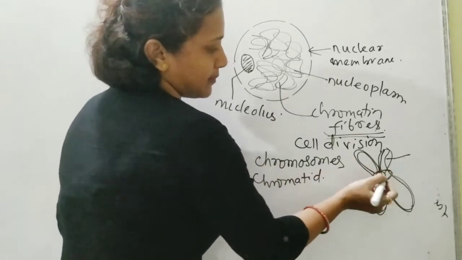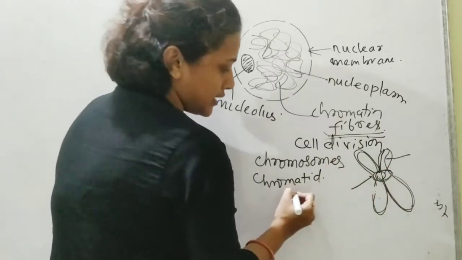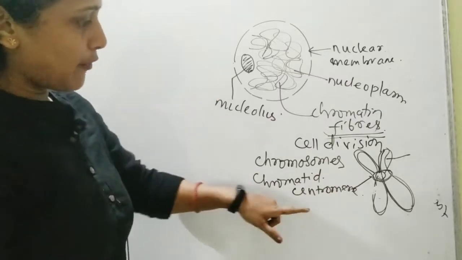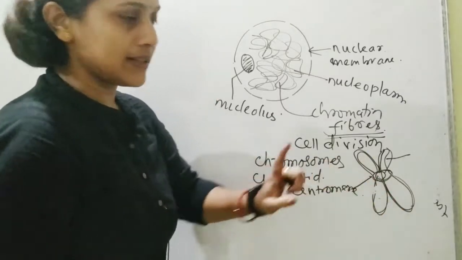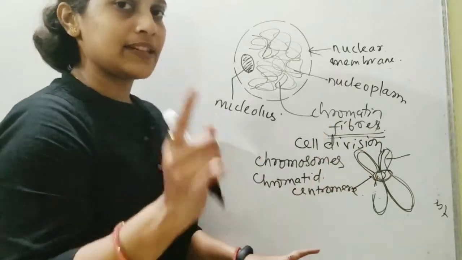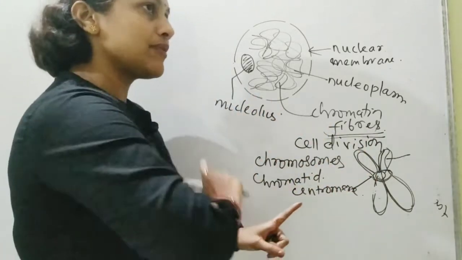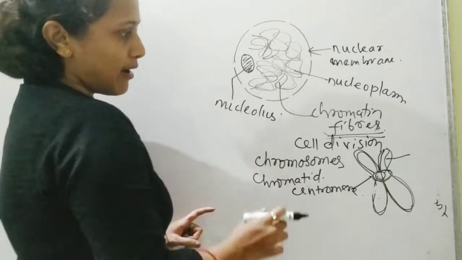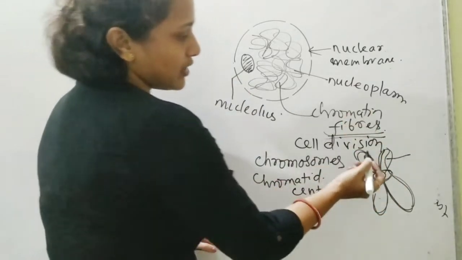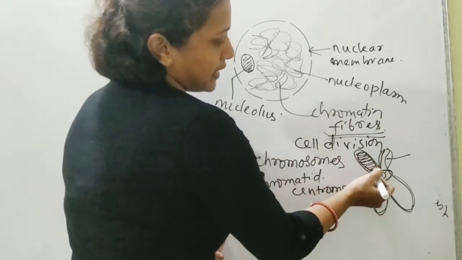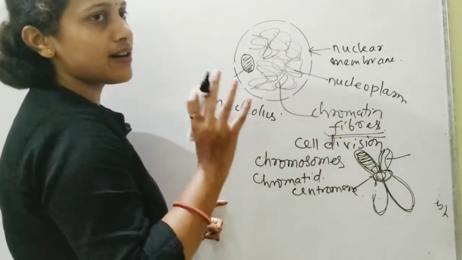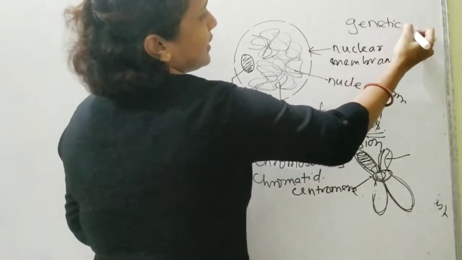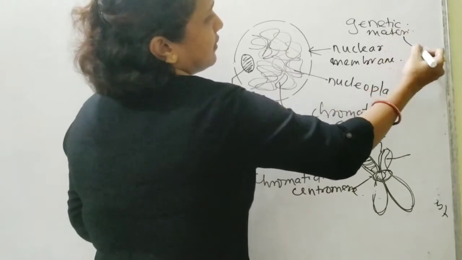The point where both the chromatids are attached is called the centromere. It is that particular place where the chromosome gets attached to the spindle fiber during cell division. Now, these chromatids have the genetic material well organized, packed into a complete unit. In our case, the genetic material is the DNA.